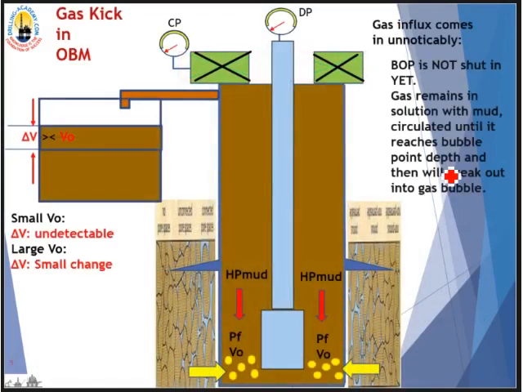Now we come to oil-based mud. We know that some hydrocarbon gases dissolve and disperse into oil-based mud. Therefore, on surface, pit gain is hardly detectable when a small volume of gas influx comes into the wellbore. Similarly, a large volume of gas influx may cause very little pit gain on surface. So upon having the kick, we have gas influx in the wellbore. It has volume V0 and it carries formation pressure PF with it into the wellbore. But on surface, you will see the pit gain is very small, which is a lot different from V0.